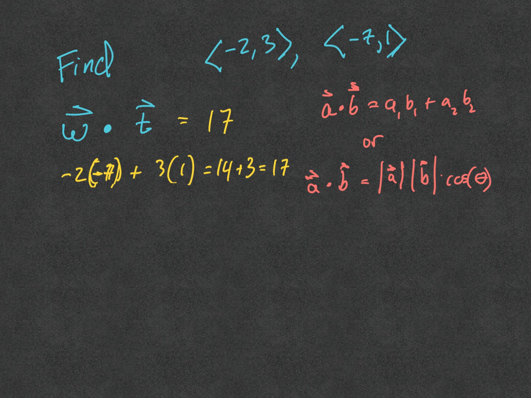The dot product can also be done what we would call geometrically. What does that mean? That means the magnitude of one times the magnitude of the other times the cosine of the angle between the two vectors.